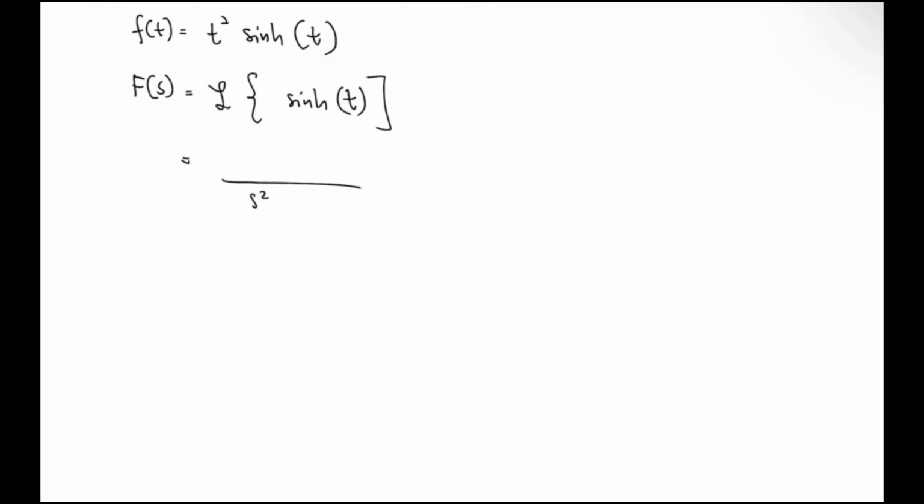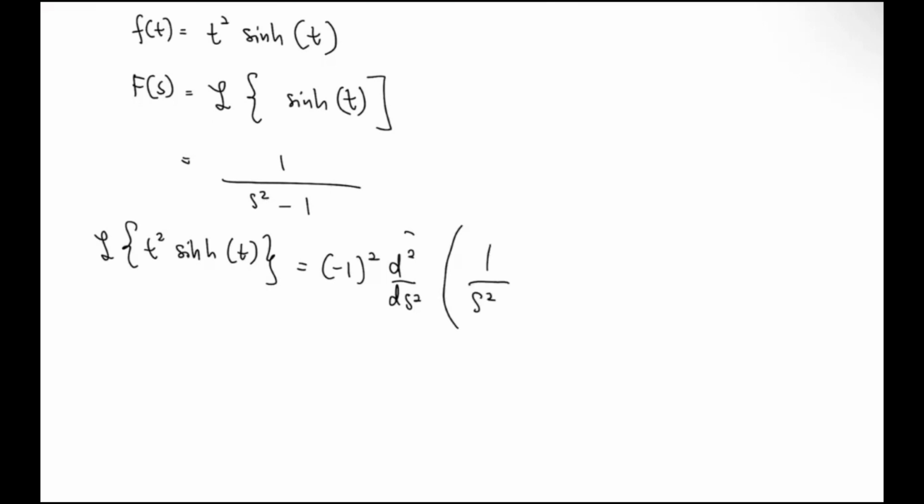So sine t gives 1 over s squared minus 1. And then apply the theorem. So the Laplace transformation of t squared sine t is equal to negative 1 squared, d squared over ds squared, of 1 over s squared minus 1.